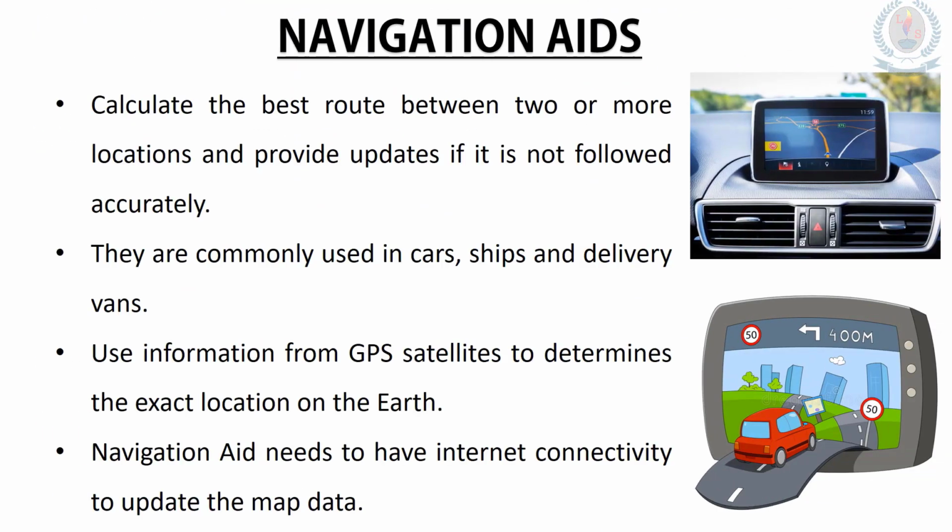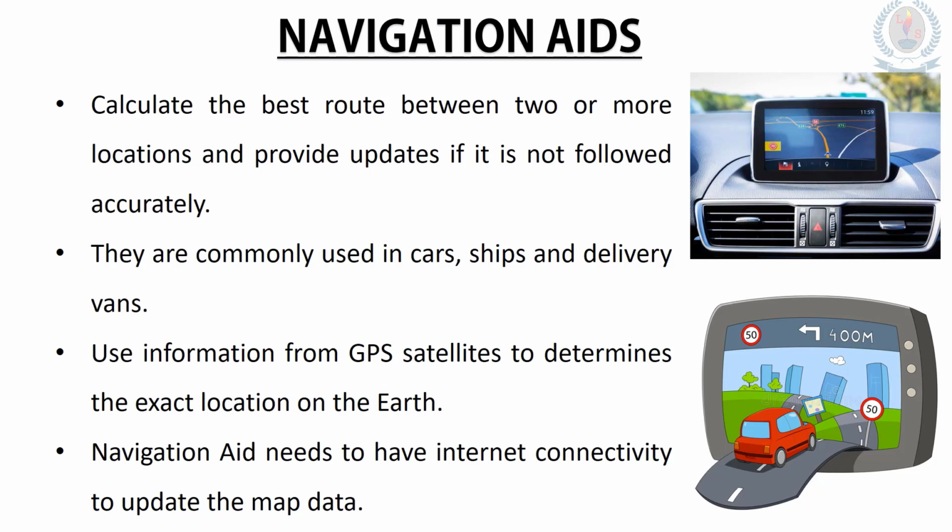The next important digital device type is navigation aids. A navigation aid can calculate the best route between two or more locations and can provide updates to the route if it is not followed accurately. They are commonly used in cars, ships, and delivery vans. There are specialist navigation aids with audio alerts, and waterproof and shockproof cases are available for walkers and cyclists.